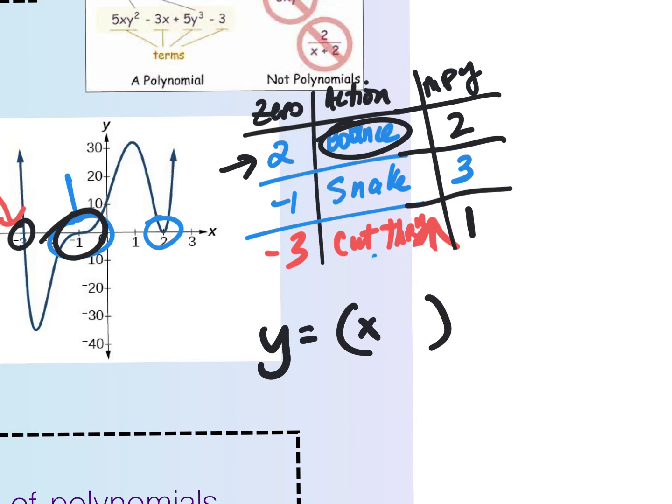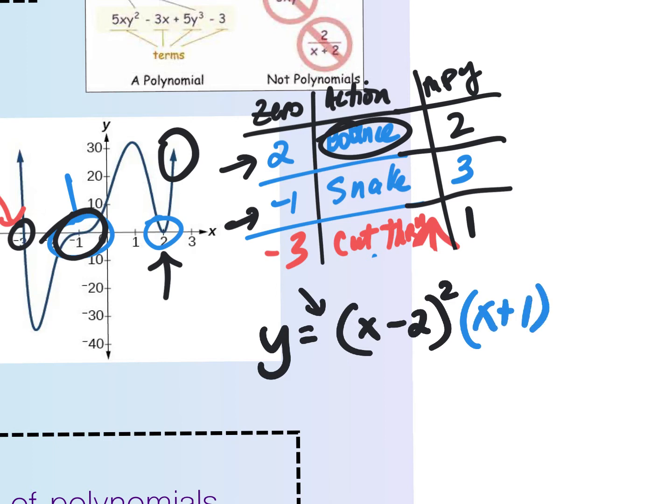So in this case, for my 2, that was this place right here, I'd have an x minus 2. Now that one's bouncing, so it's squared. It's going up on the right, so it's positive in the front. Notice there's no negative out in the front here. Next, I have my 0 called -1. It's also called a root of -1, so that's x plus 1. Why? Because -1, when put in there, would have to make the equation equal 0.